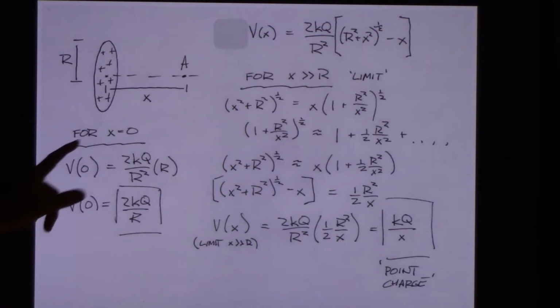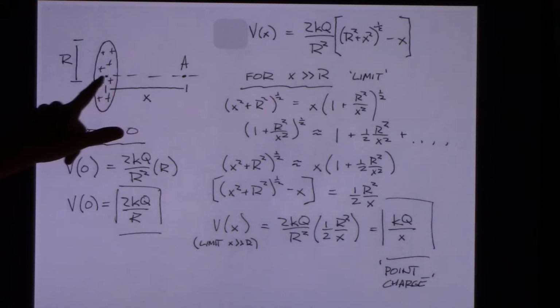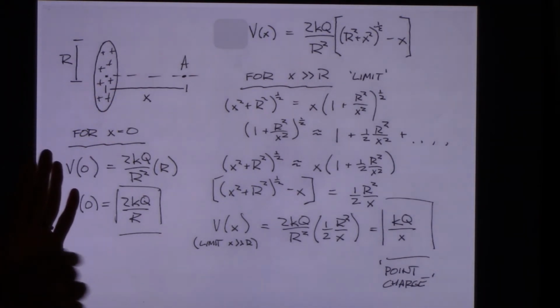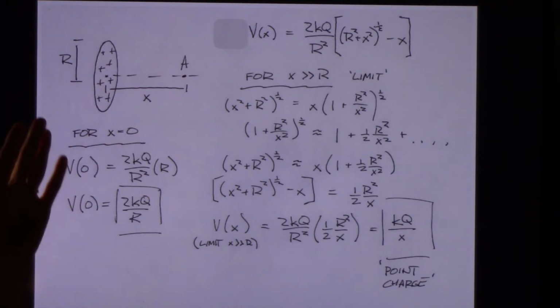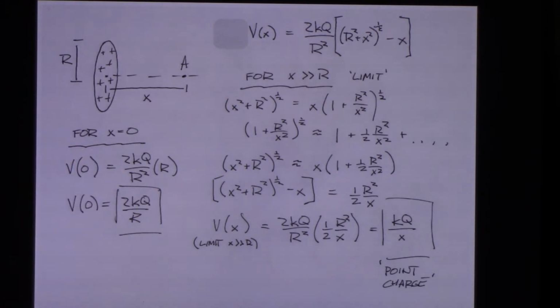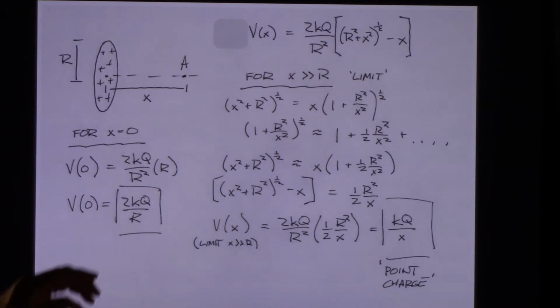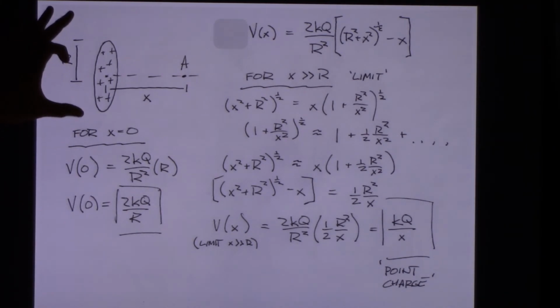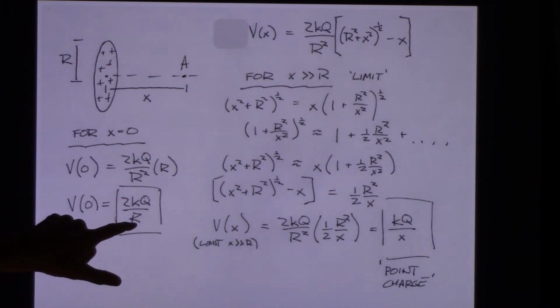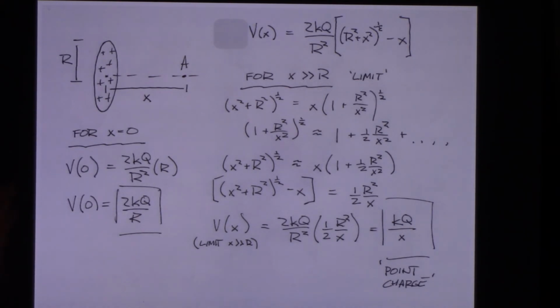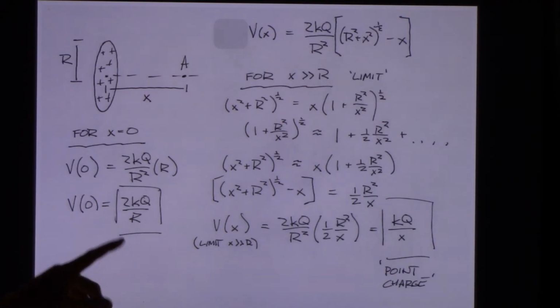What do I find out? I want to find out two things. What happens when x goes to 0? What happens when I go right up against the surface of that disk? And it tells me that the potential right at the disk is 2kq over big R. So depending on how much charge is there and what size the disk is, that's the potential right up against the disk. Okay, good to know.